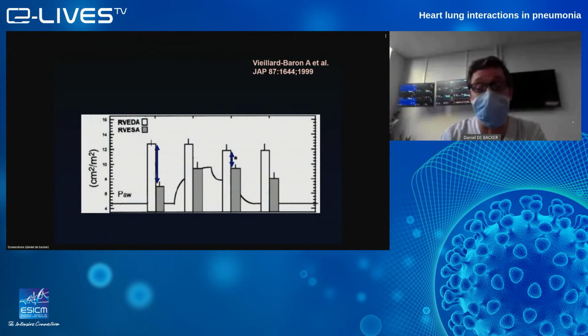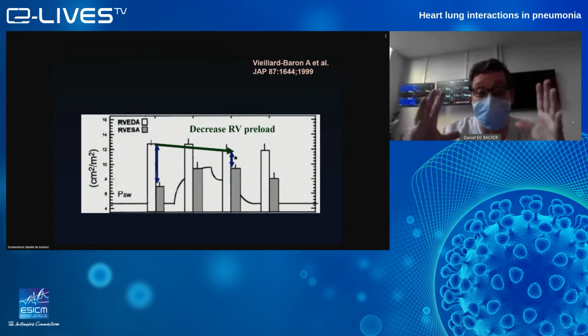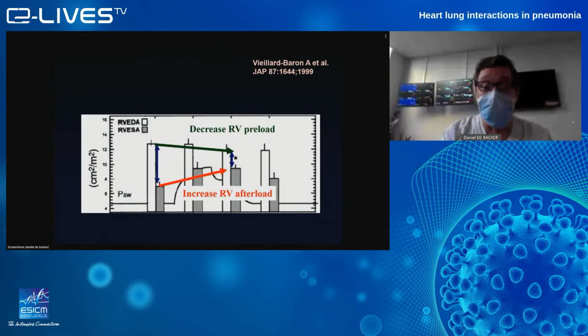And this decrease in stroke volume was due to a combined effect. On one hand, a decrease in the right ventricular preload, because indeed the diastolic area decreased during the inspiration, but also an increase in the right ventricular afterload at the same time. So the combined effect here plays a role in this decrease in stroke volume.